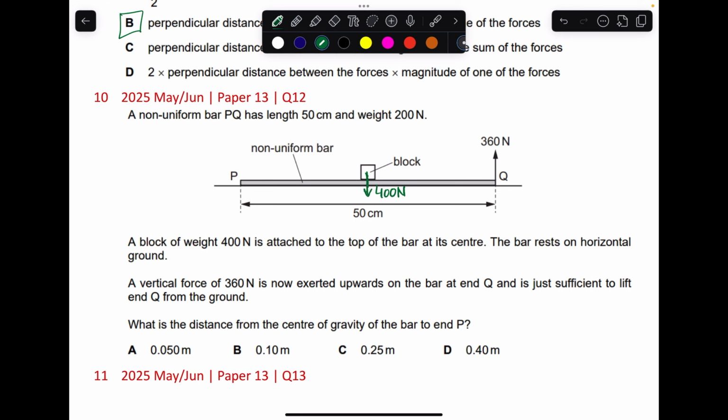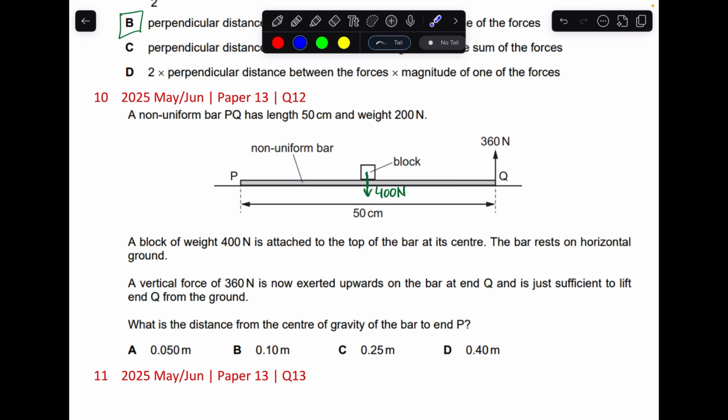The bar rests on a horizontal ground. A vertical force of 360 Newton is acting, and it's shown here, and it's just sufficient to lift the end Q. It means they are balanced, so the moments are balanced basically. What is the distance from the center of gravity of the bar to the end P?